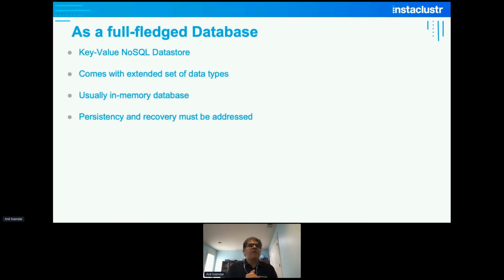It can be used as a full-fledged database also. I mean, it is rarely used to build a complex database, but yes, it can be used as a full-fledged database. It's a key value NoSQL database. It comes with an extended set of data types. We've talked about that already. It's usually an in-memory database. So if you want to use that as a full-fledged database, you should be aware of that. You should think about persistency and recovery, because if everything is in memory and the machine goes down or the power goes out, you will lose all your data. So if you're using that as a full-fledged database, then you should definitely address persistency and recovery. In the future slides, I will talk about that.